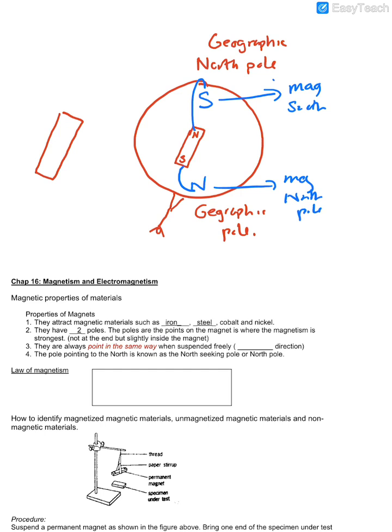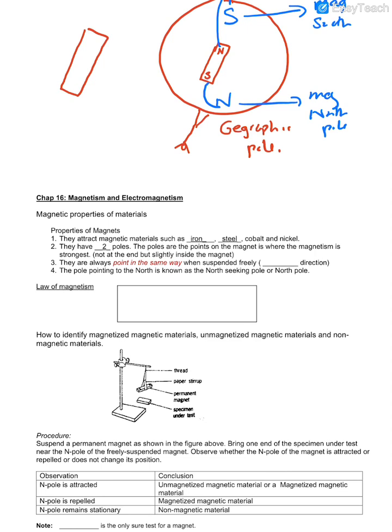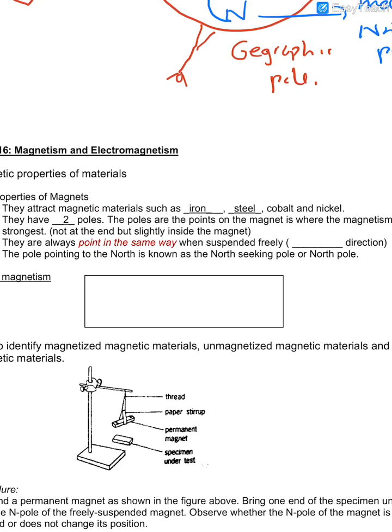So remember, everything is easy. There are two poles. They always point in the same direction when suspended freely. So a magnet will always point in what we call the north-south direction. Write out the words north-south direction. The north will point to the north, the south will point to the south. The north is known as a north-seeking pole. It seeks out the Earth's geographic North Pole. But in actual fact, the Earth has a South Pole there. That's why it's pointing there.